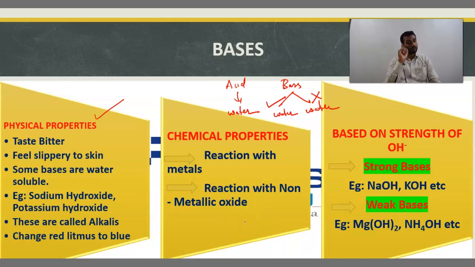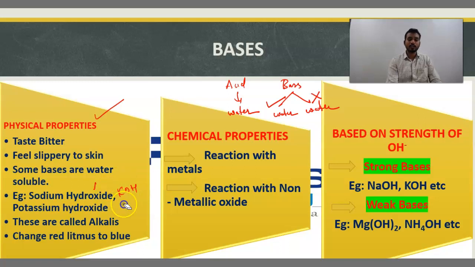Very important question. The bases which are soluble in water, we call them alkalis. And some bases are not dissolved in water. Even that is also a base, but they are not mixing with water. Example of alkalis: sodium hydroxide, NaOH, and potassium hydroxide, KOH. So these are the different examples of bases.